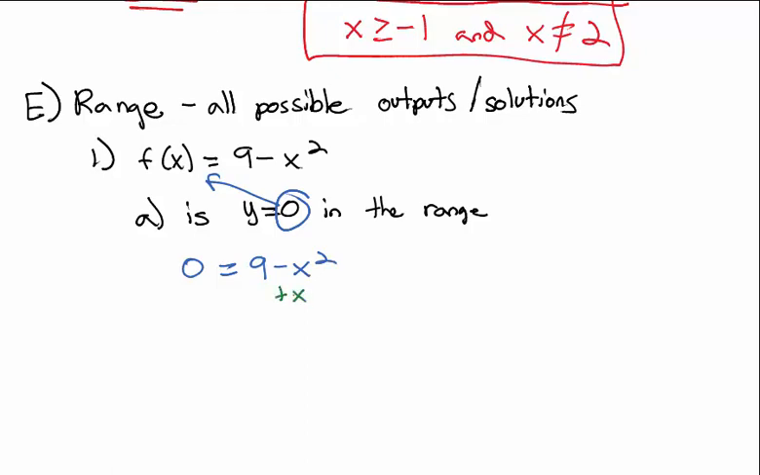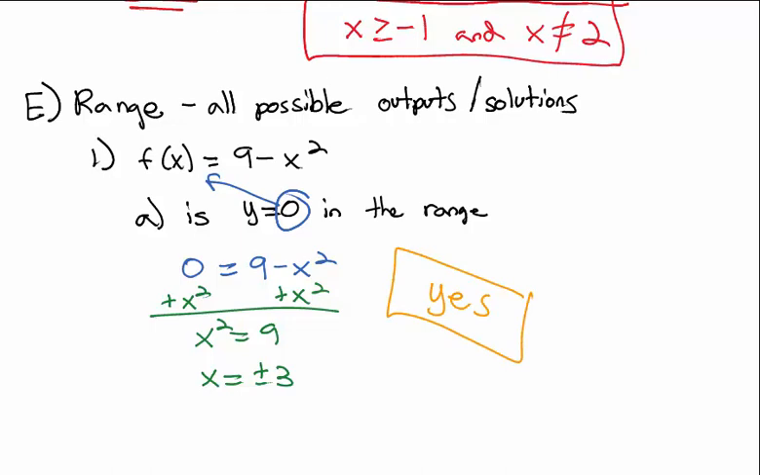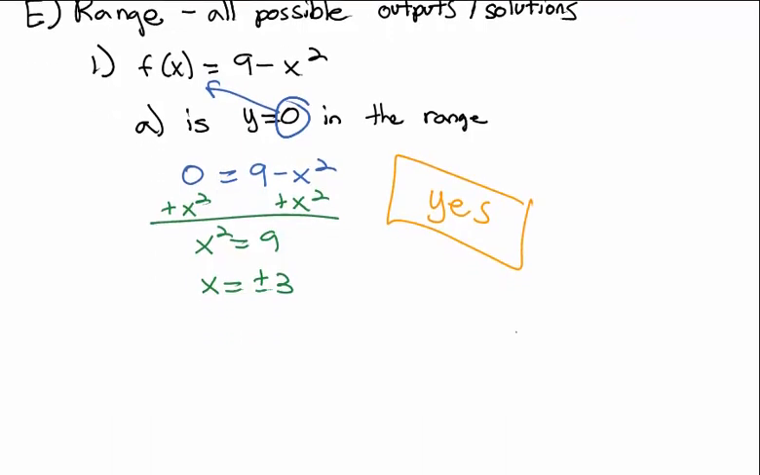Well, we can solve this by adding x squared to both sides. Gives us x squared equals 9, and take the square root, x equals plus or minus 3. So we have two options, but what's important is, yes, we can get 0 for an answer, so yes, y equals 0 is in the range.